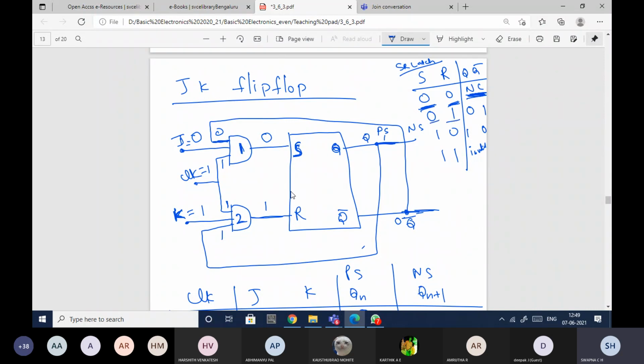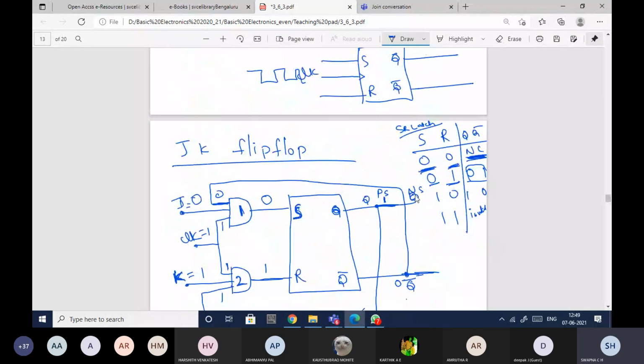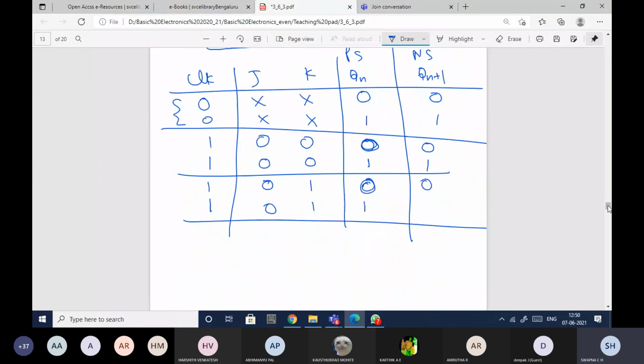If S value is 0 and R value is equal to 1, what is the next state? S value is 0 and R value is 1. So what is the next state? 0 and 1 gives 0. Q is 0 and Q bar is 1. Okay, so the same thing I'll write here. So Q, the next state, is 0. Q is nothing but the next state. So it is 0. So this 0 I'll write here.